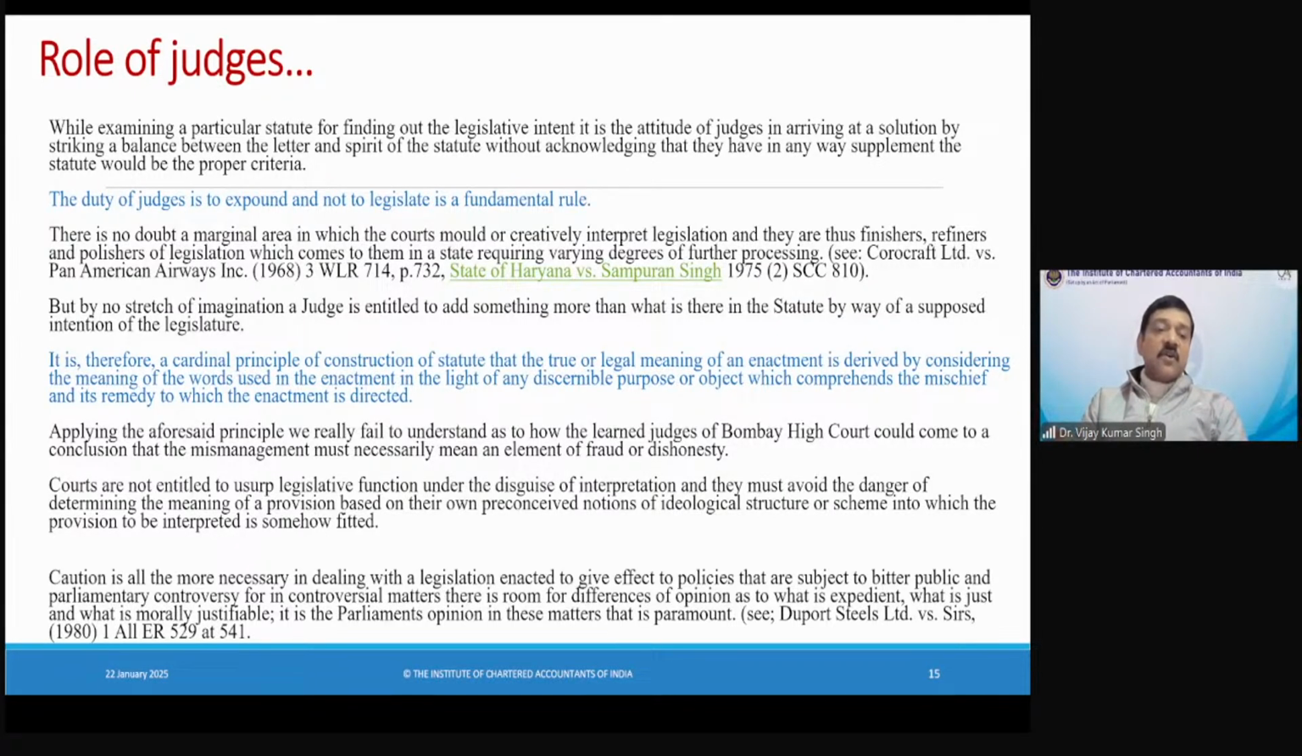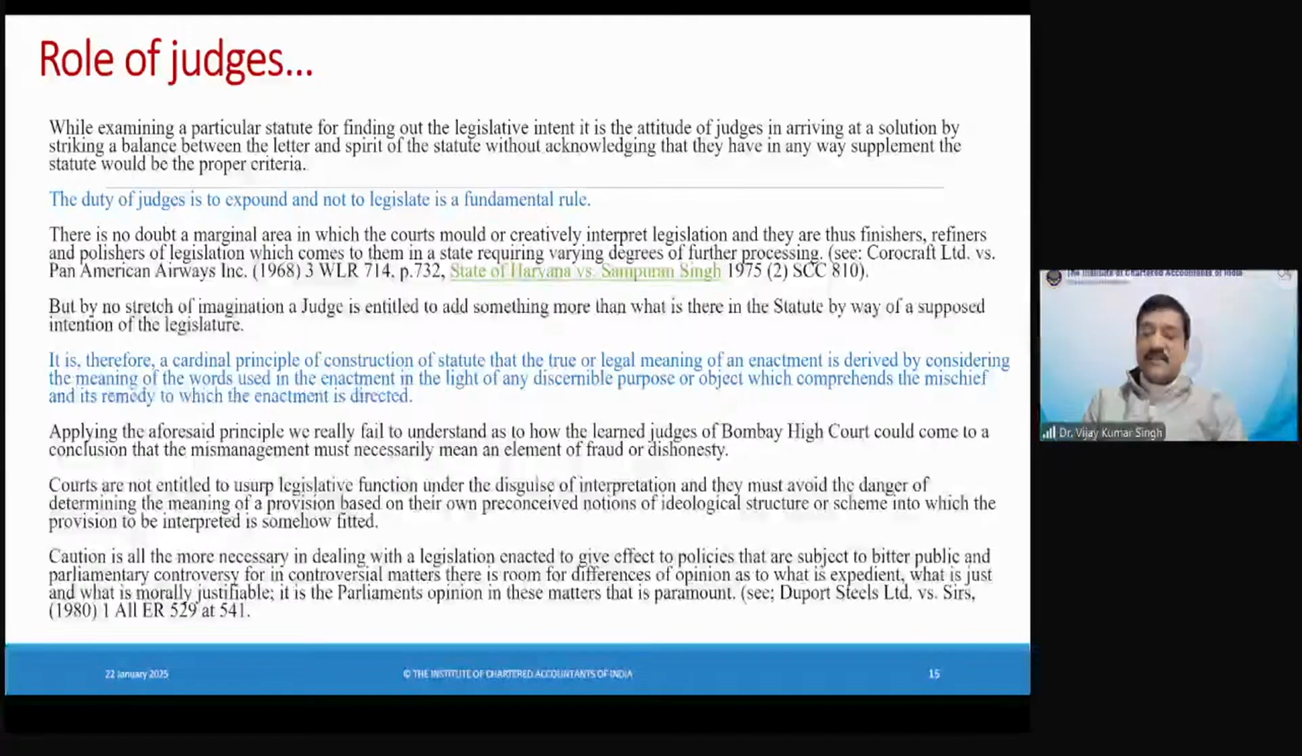Right? So caution is all the more necessary in dealing with legislation enacted to give effect to policies that are subject to public and parliamentary controversy. So this was an election petition in which the court dealt with this particular matter, and they gave this particular interpretation, and they said that in controversial matters there is room for differences of opinion as to what is expedient, what is just, and what is morally justifiable. It is the Parliament's opinion in these matters that is paramount and not the judiciary's.